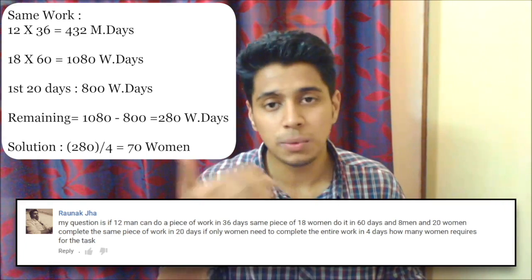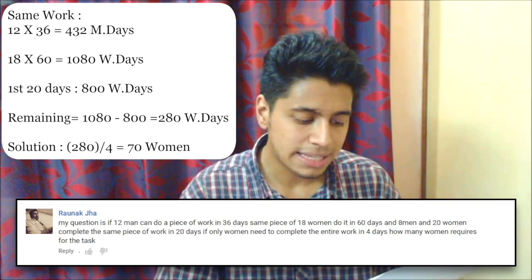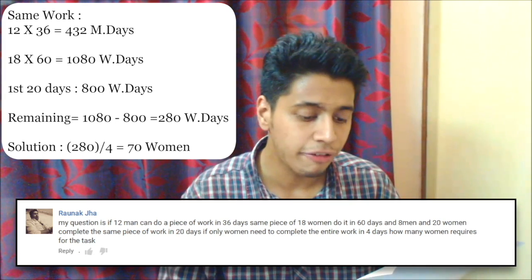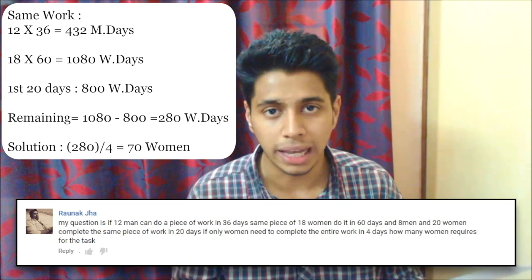Now to proceed with the actual sum. So in the actual sum they say that for the first 20 days you have 8 men and 20 women working.